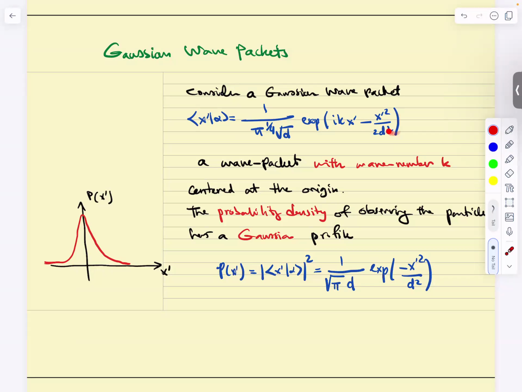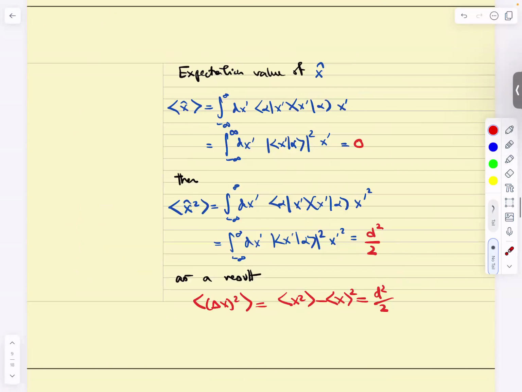How would I change this if I wanted it to be centered at x prime 0? I would just take this x prime squared and write it as x prime minus x prime 0, squared. Good? All right, so that's the Gaussian wave packet.